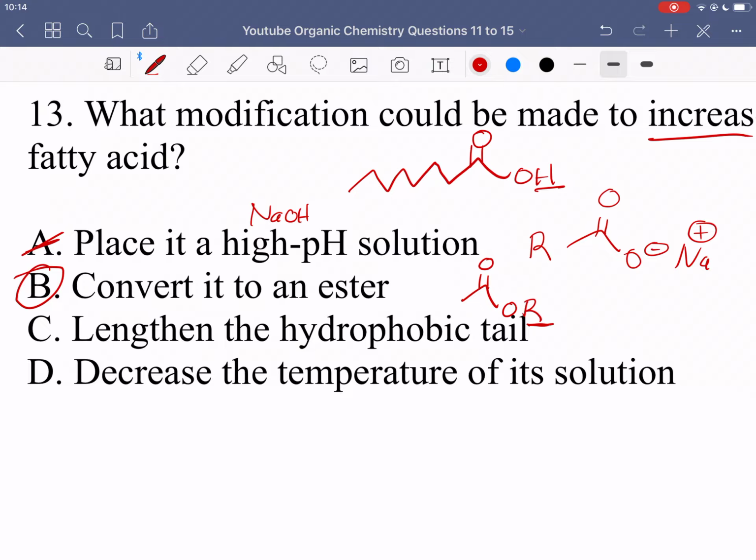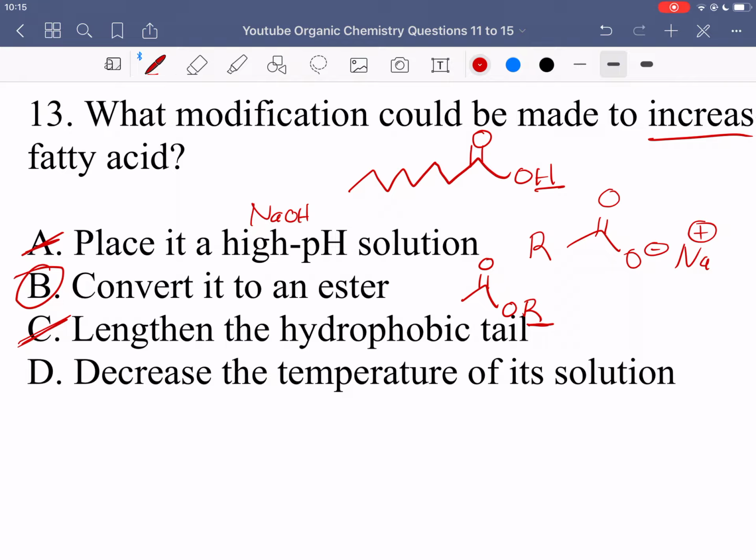So yeah, this would decrease the boiling point of the compound, and therefore it will increase the volatility, which is exactly what we're looking for in the question. So converting it to an ester, yes, we can make an assumption that this would lower the boiling point. C is saying lengthening the hydrophobic tail. No, that's incorrect. If you make that chain even longer, then you're going to have more van der Waals forces, and that's going to lead to a higher boiling point instead of a lower one.